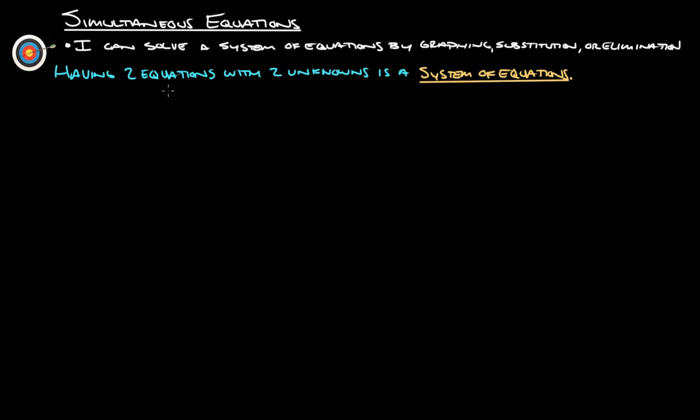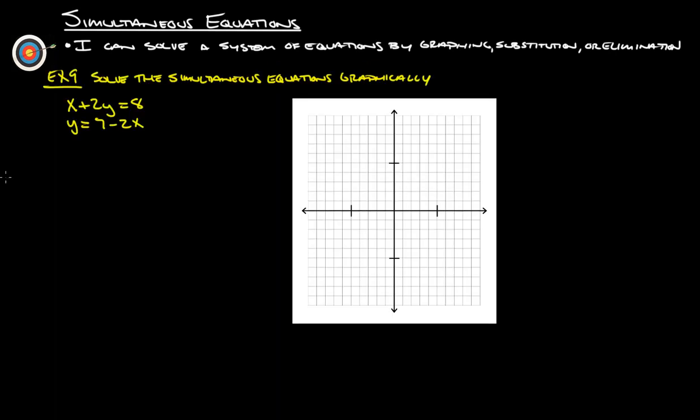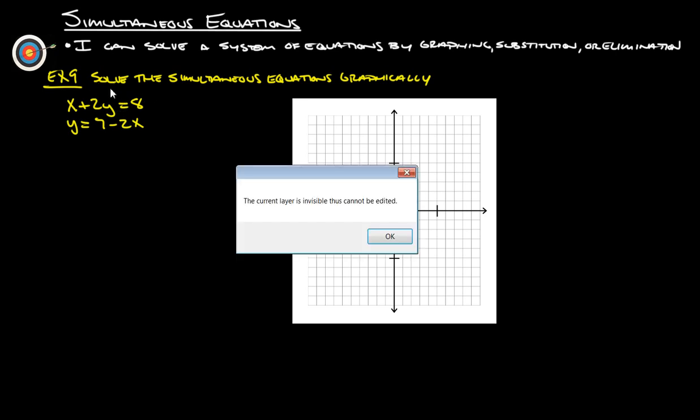You can also have three equations and three unknowns, four equations, four unknowns, and so forth. But for what we're going to deal with right now, we have two equations, two unknowns, as our system of equations. We are going to solve the simultaneous equations graphically. So basically, we have the two equations, and we're going to solve them.